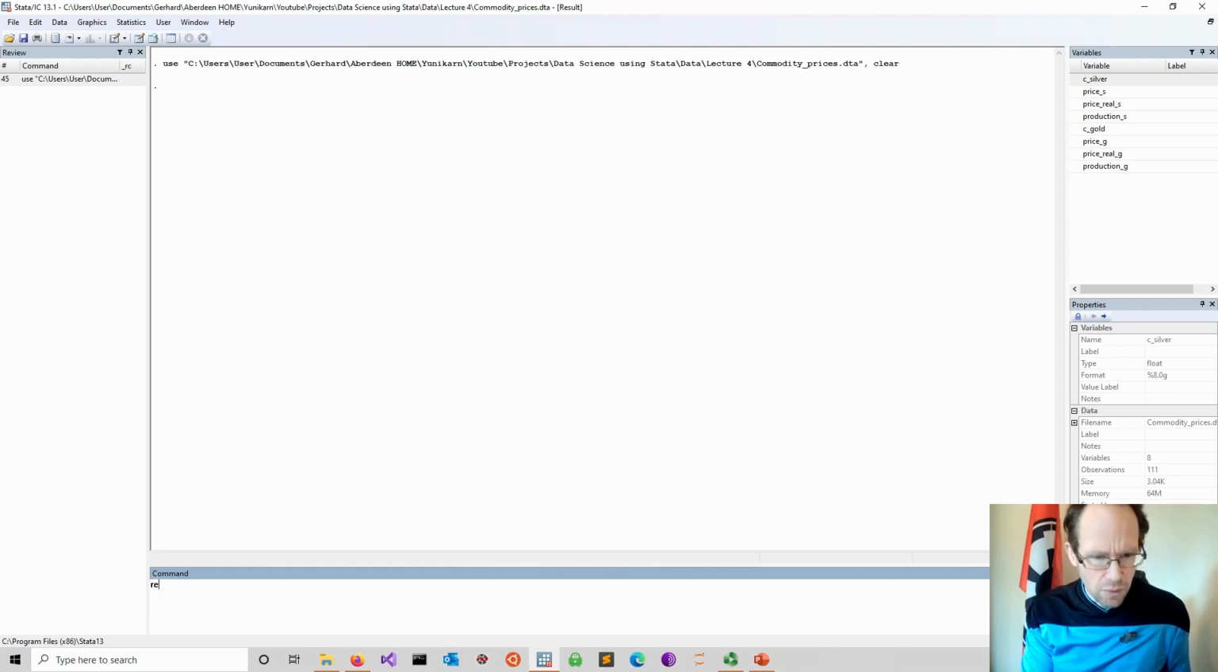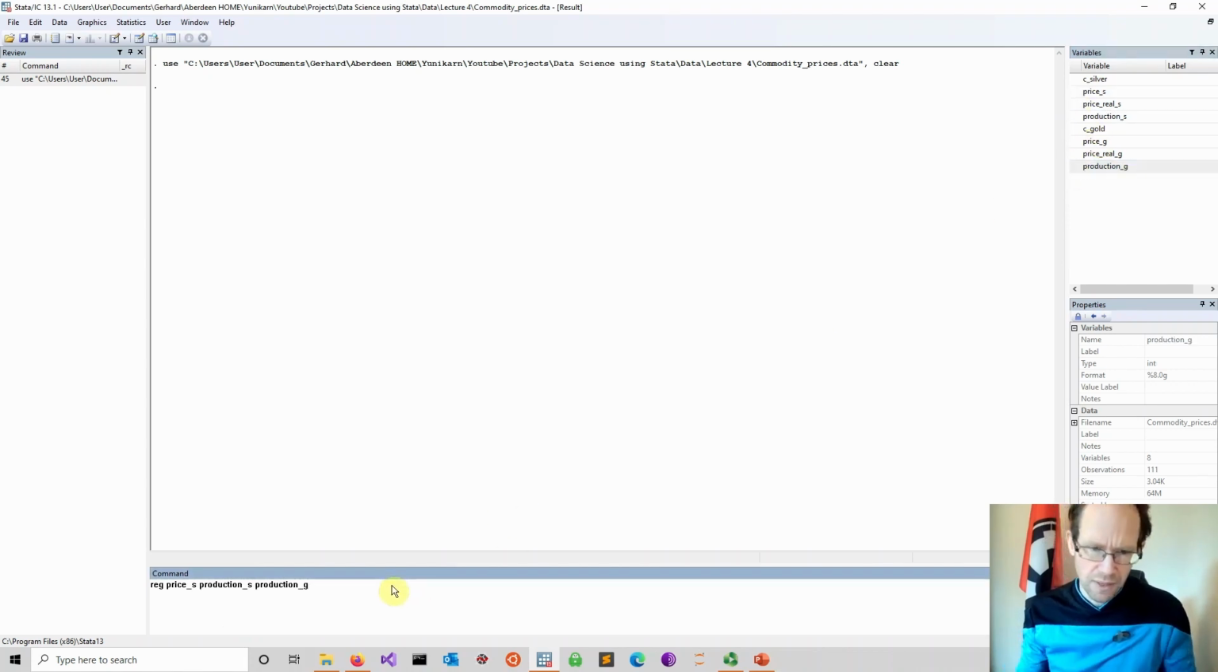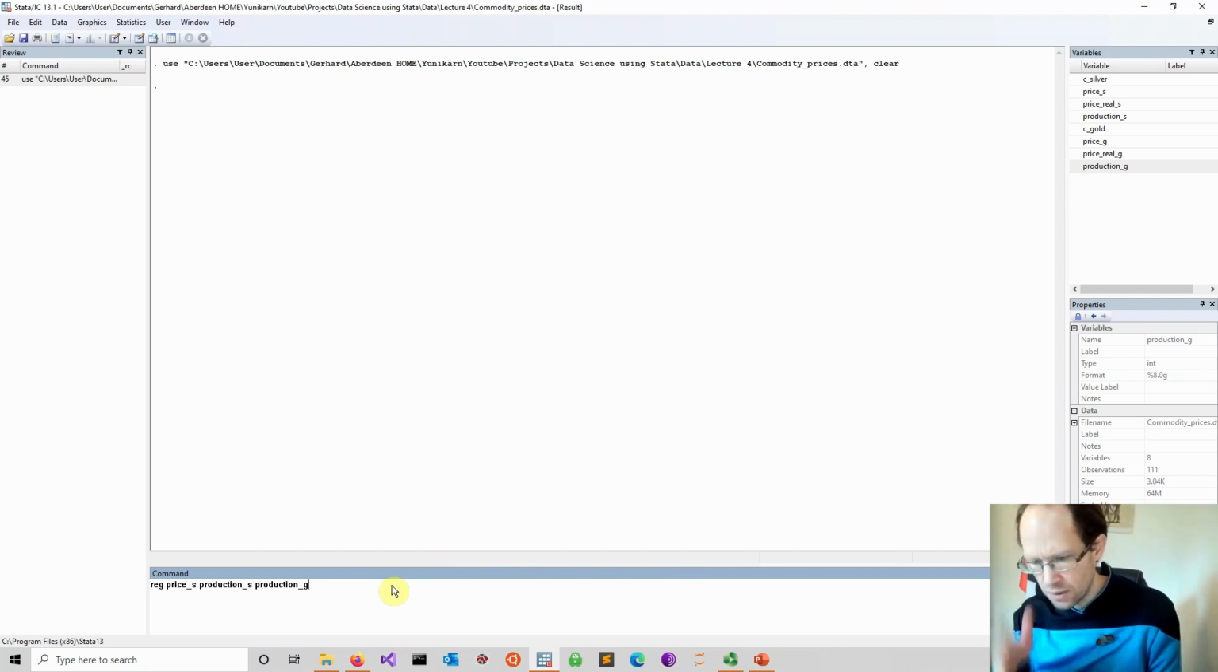So first of all, I want to explain in a regression model the price of silver. So I just put in here price S, which is the silver price, using the production of silver and using the production of gold, because there is a relationship between gold and silver prices which goes back hundreds of years, has been discussed in many academic papers. So that's the regression model.